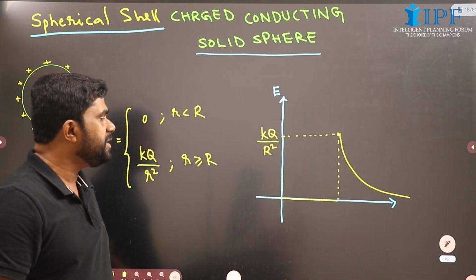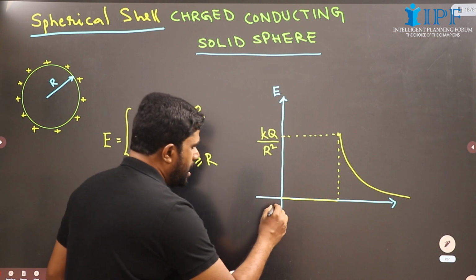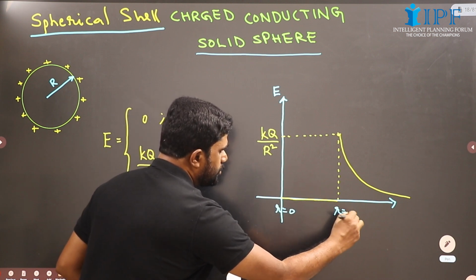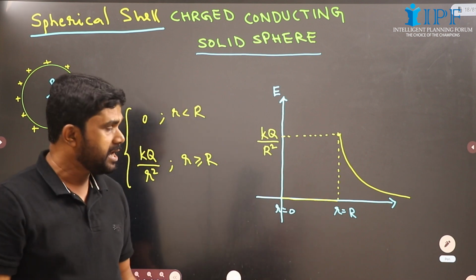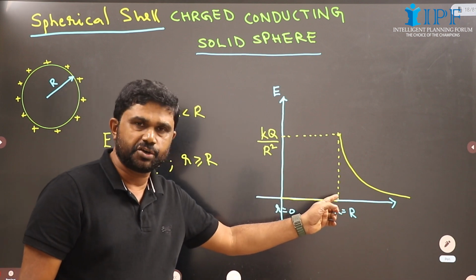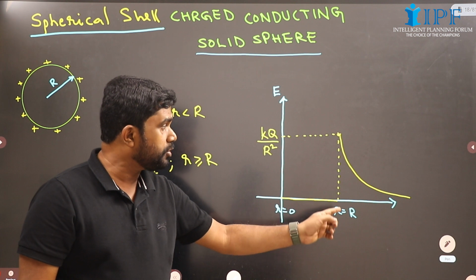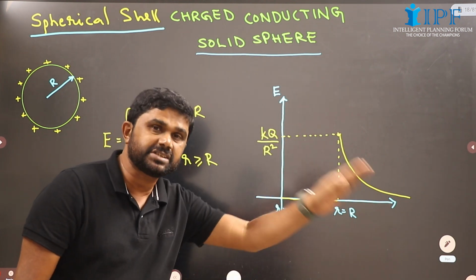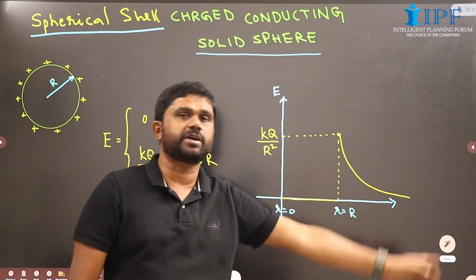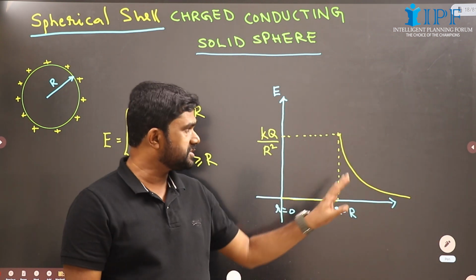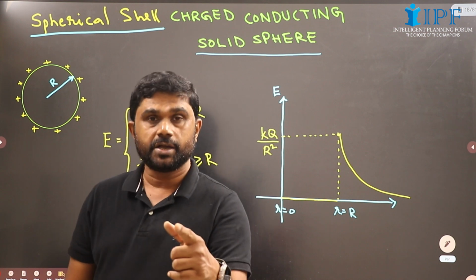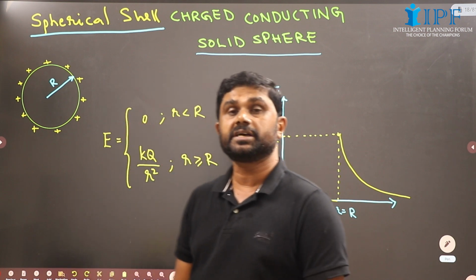If we plot, here r equal to 0, and here r equal to capital R. From the center up to the surface the intensity of electric field is 0, and on the surface it is kq by r square, and if we move beyond the surface it decreases as 1 by r square. So this is the graph of intensity of electric field due to a spherical shell when plotted against the distance from the center.